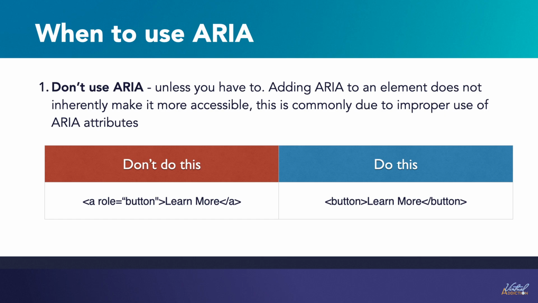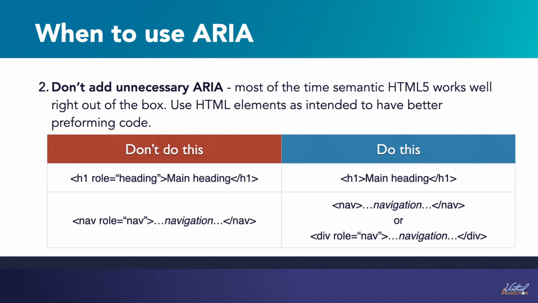Instead of using an anchor element with a role of button, it's better just to use a button element, and then we don't need the role attribute. The second rule is don't add unnecessary ARIA to HTML. In most circumstances, HTML elements work well right out of the box, and you don't need to add any additional ARIA to them. Sometimes when you overuse ARIA, you'll actually have to add additional code to make the elements functional in the case of interactive elements. Here's some examples of things you don't want to do.